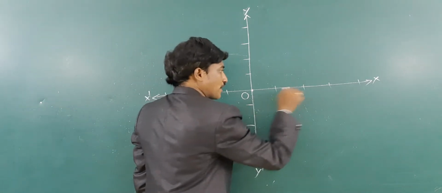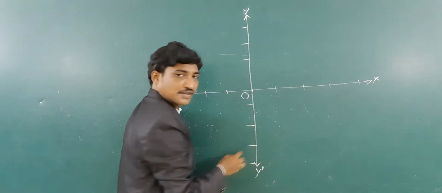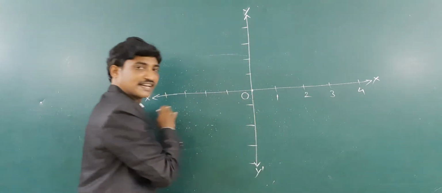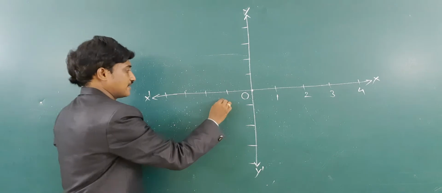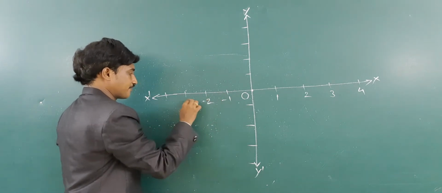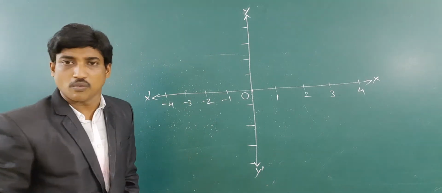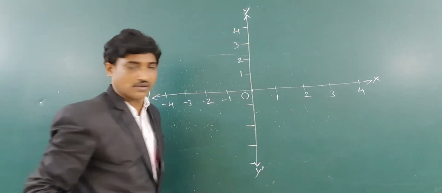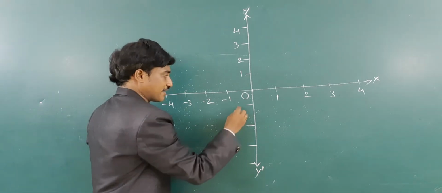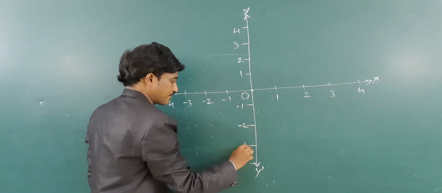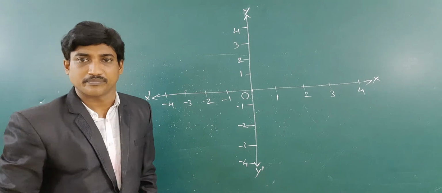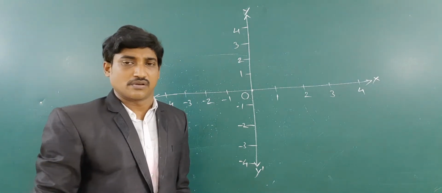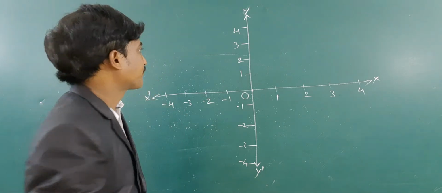We represent OX as the positive x-axis, taking positive numbers. OX dash is the negative x-axis, taking negative numbers. OY is the positive y-axis, taking positive numbers. OY dash is the negative y-axis, taking negative numbers. Now we describe a point using an ordered pair.